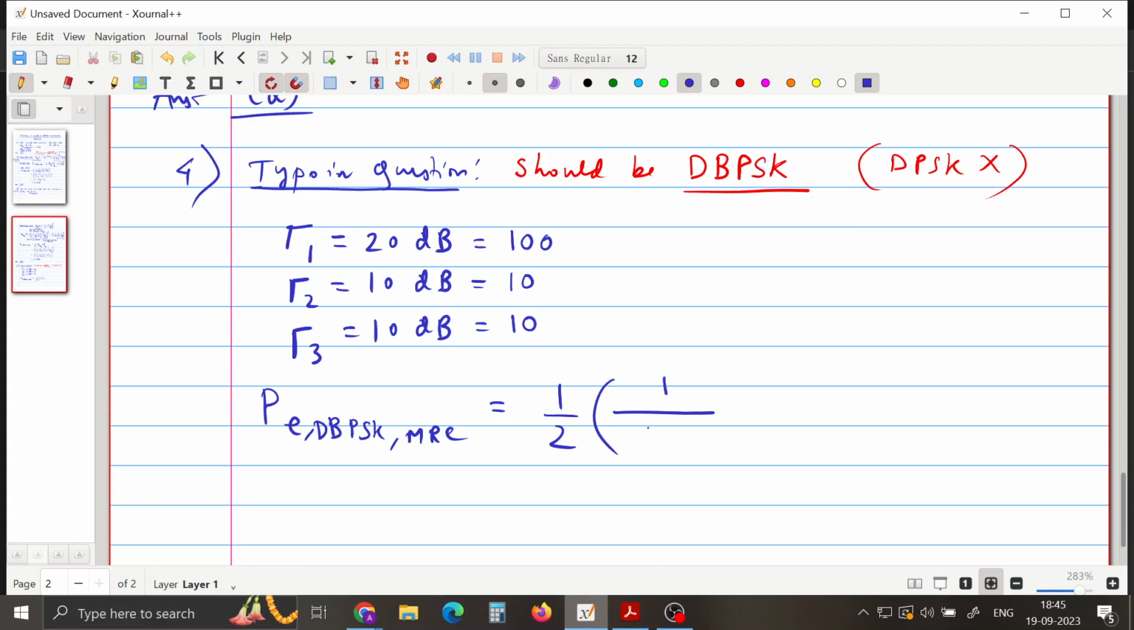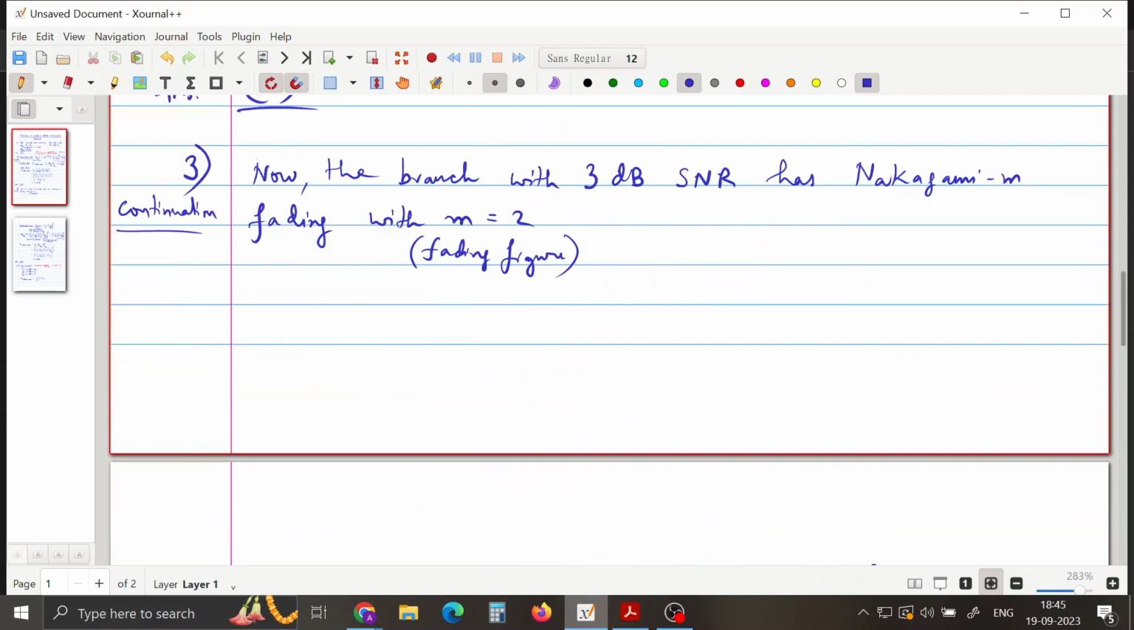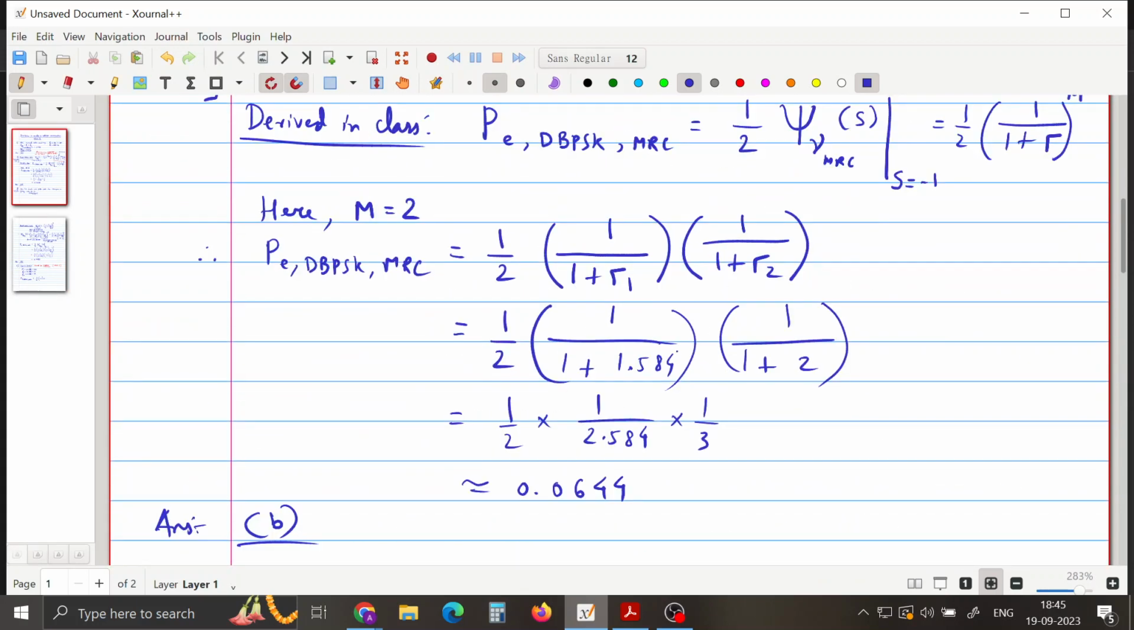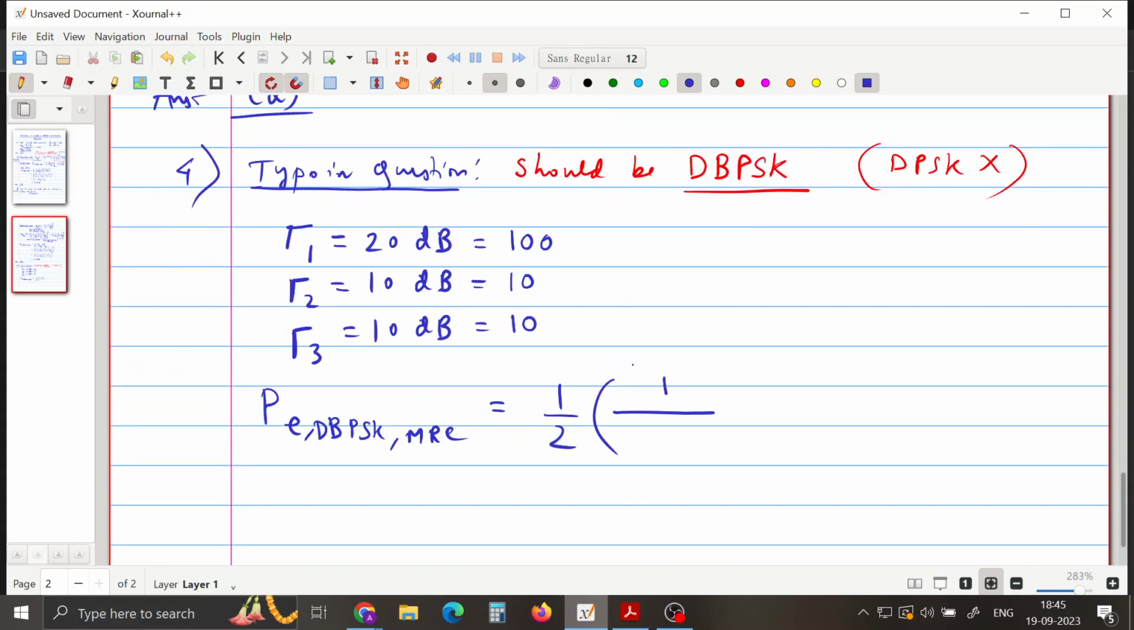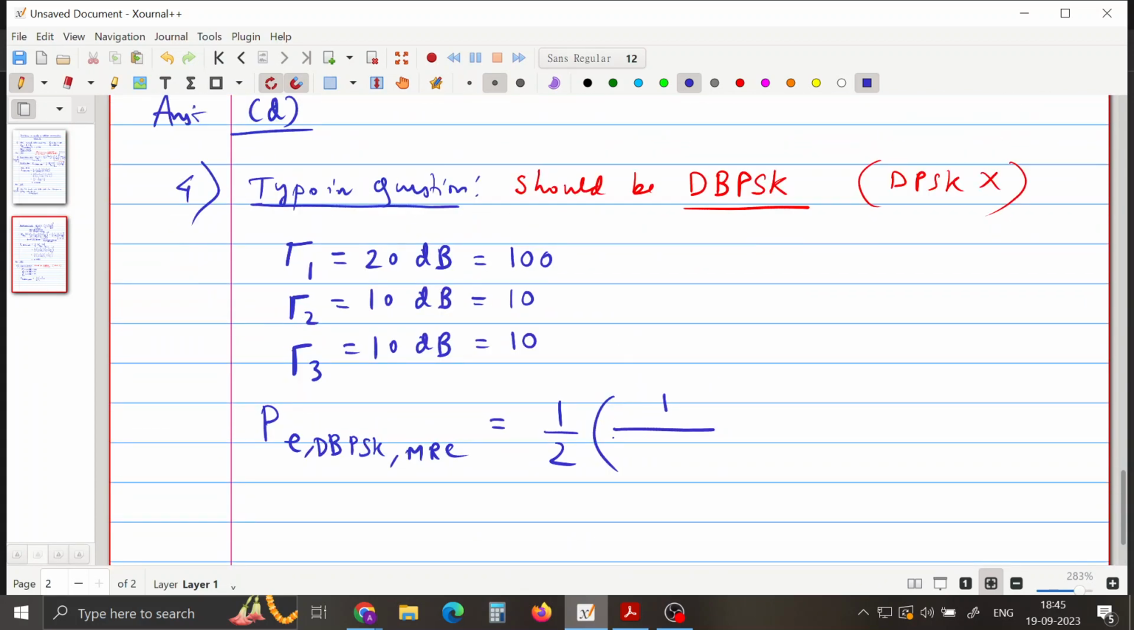Half is that factor outside the MGF and you evaluate the MGF at s equals to minus 1, right? So I am directly writing it. You already looked at the expression of probability of error before. So there are 3 branches. So 1 by gamma 1, 1 plus gamma 2 plus gamma 3.